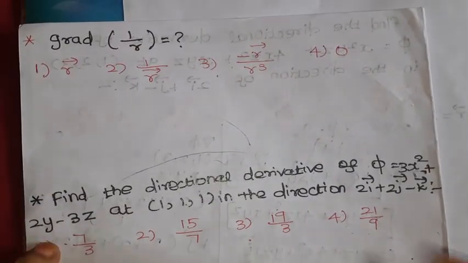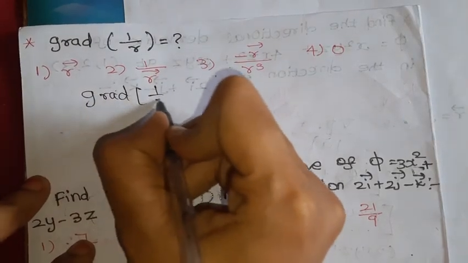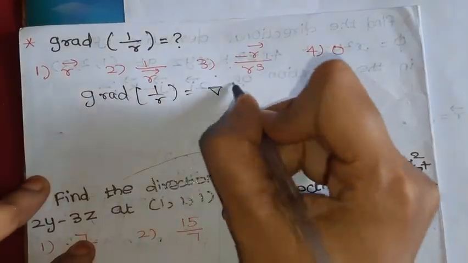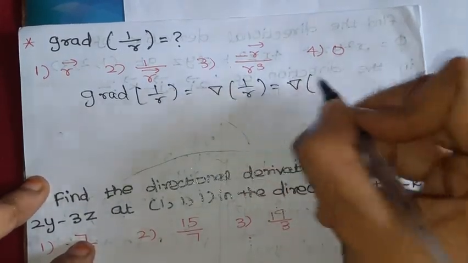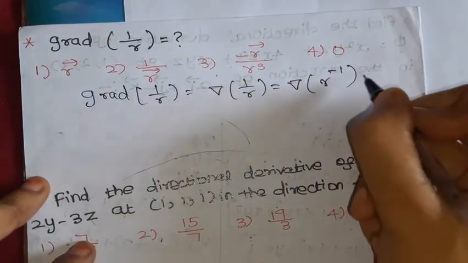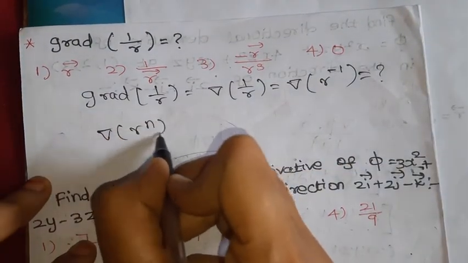Then grad of 1 by r. Grad of 1 by r is nothing but what? Del of 1 by r, how can we write? The numerator is del of r power minus n. We are going to find out. Previously, I have told, not del r power n.